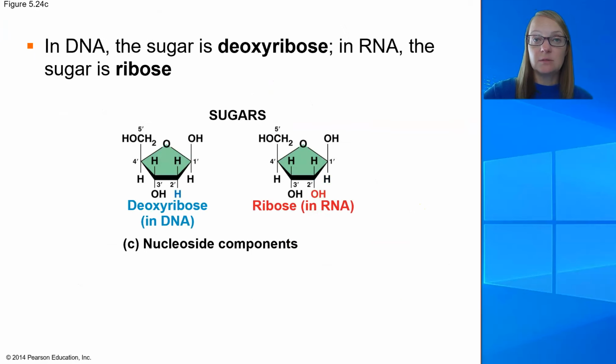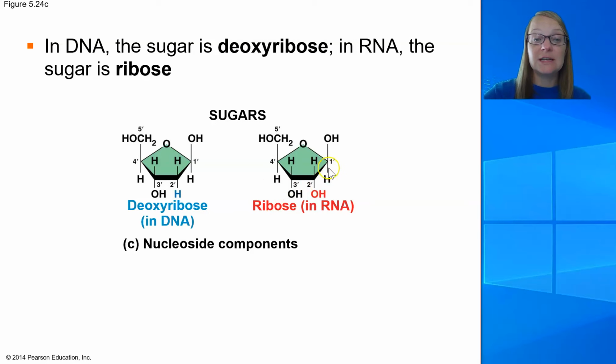The other difference between DNA and RNA nucleotides is the pentose sugar that is used to build the nucleotides. There are 2 different sugars, one for DNA and one for RNA. So DNA is called deoxyribonucleic acid because it uses the sugar deoxyribose. RNA is called ribonucleic acid because it uses the ribose.